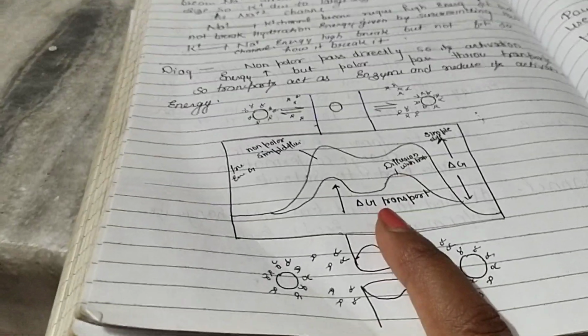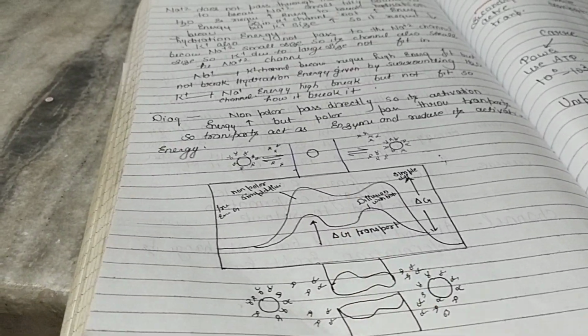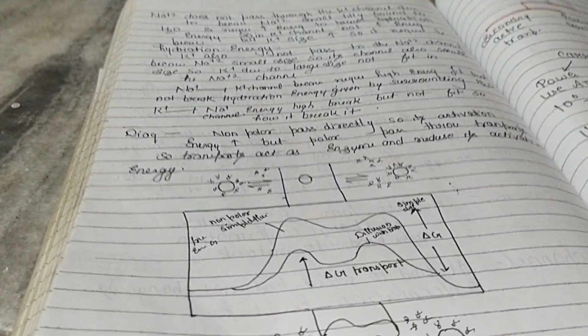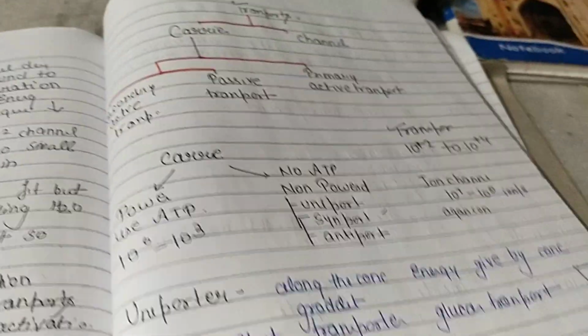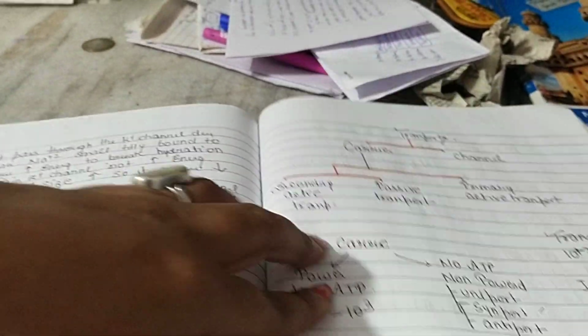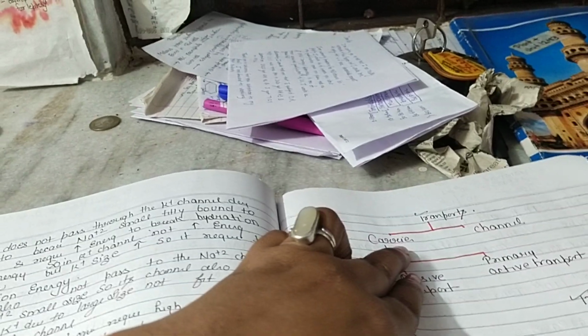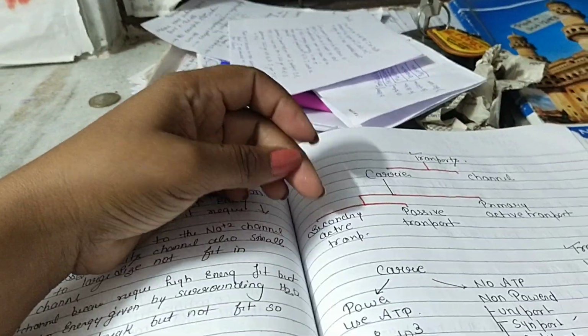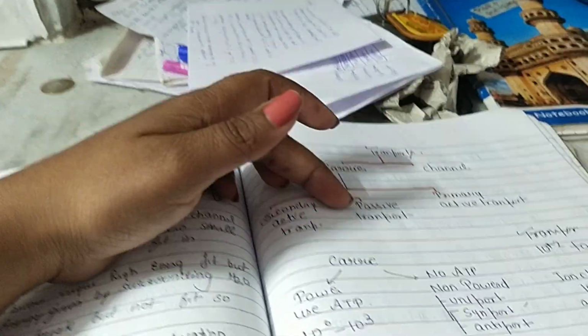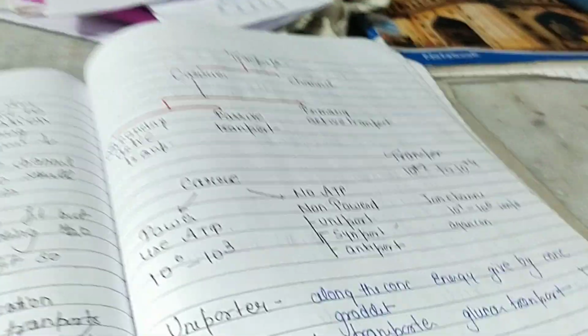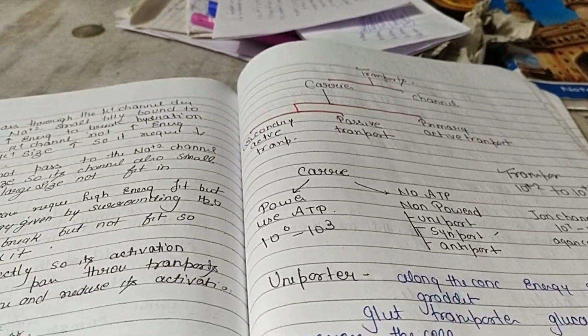Here is the structure showing how delta G varies in the case of polar and non-polar molecules. Okay, so here we talk about transport: carrier, channel, secondary active. Transport is divided into two subtypes, carrier and channel. Carrier is divided into three subtypes: secondary active transport, passive transport, and primary active transport.